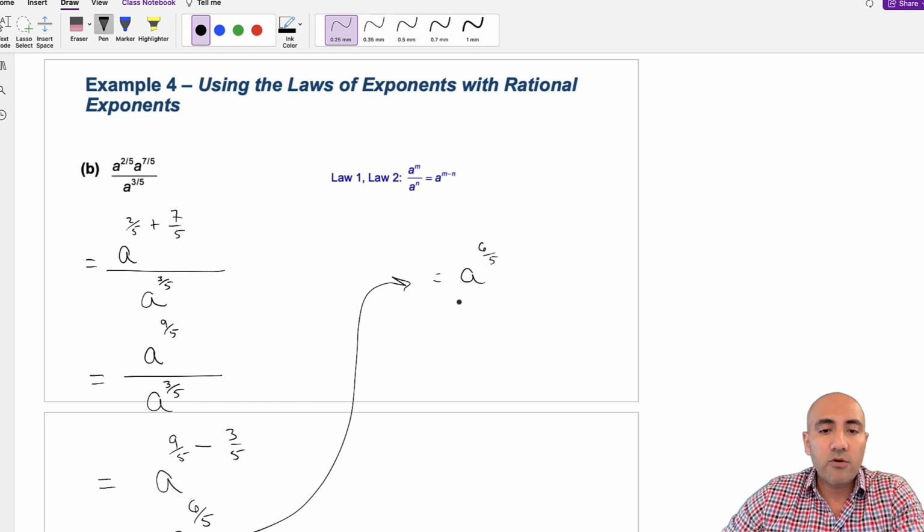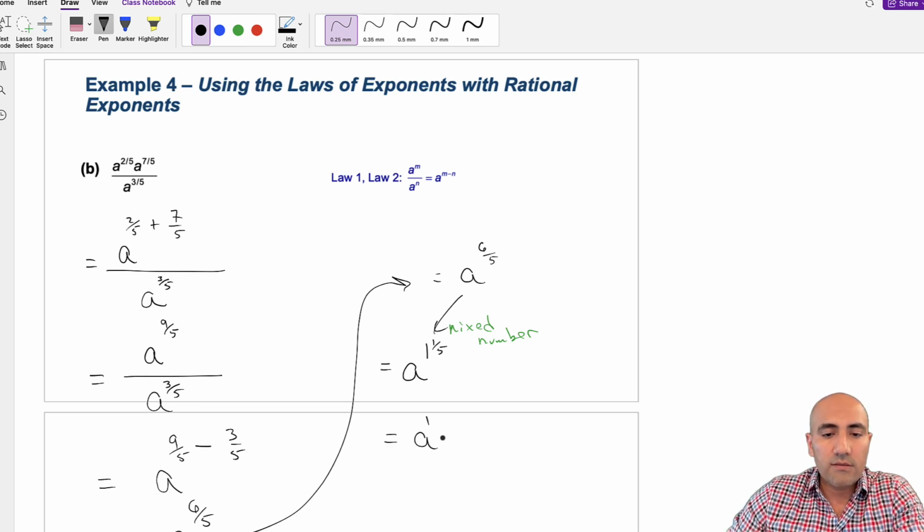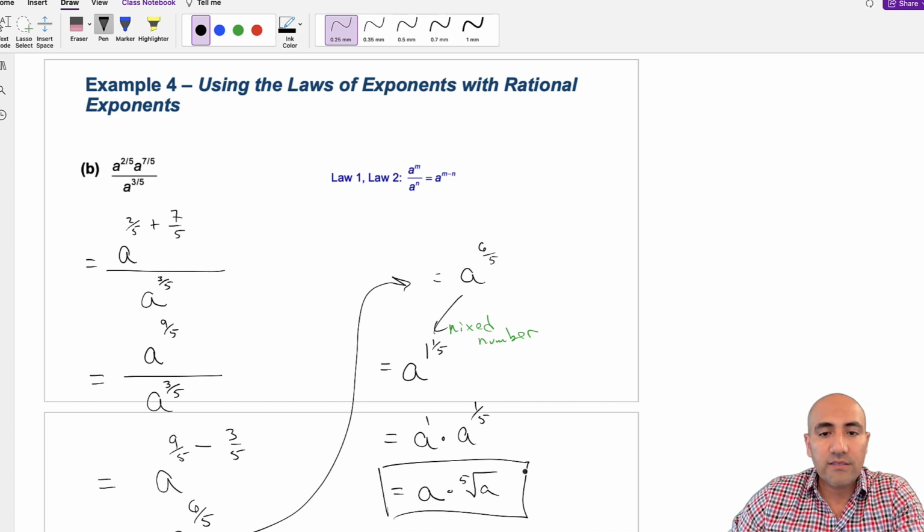As a mixed number, we can say that that's equal to a to the 1 1/5, again, as a mixed number. So then this gives us a to the 1st power times a to the 1/5 power, which becomes a times the 5th root of a. So that's the answer there. And we can arrive at it in a couple of other ways as well.